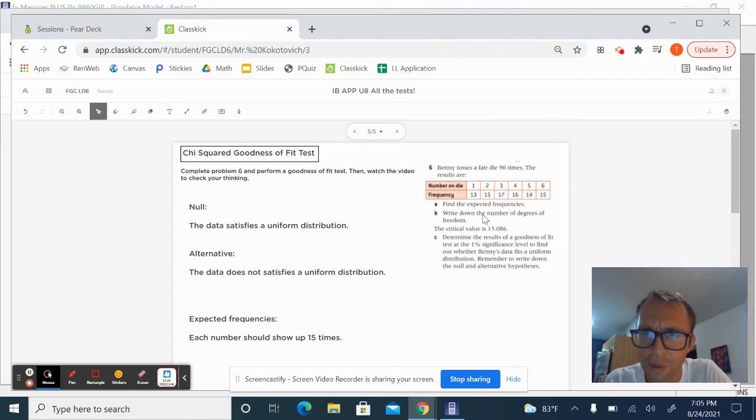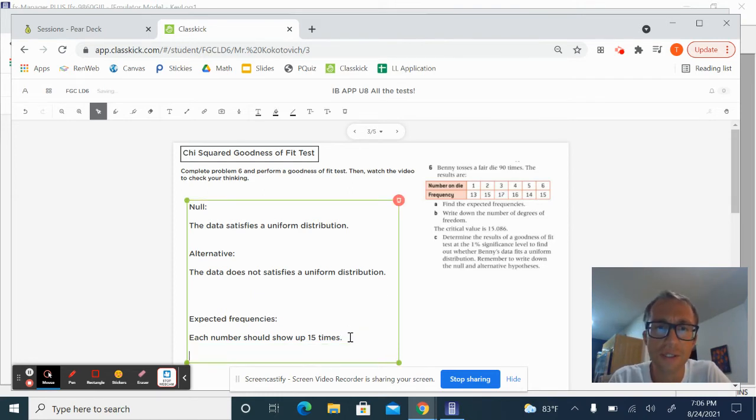Write down the number of degrees of freedom. For goodness of fit, you just do one less than the number of columns. So 1, 2, 3, 4, 5, 6. That'd be 6 minus 1, which is equal to 5. And that should be our degrees of freedom right here.